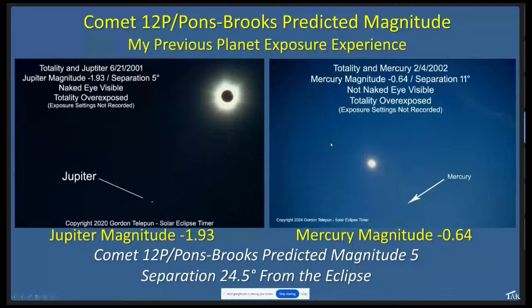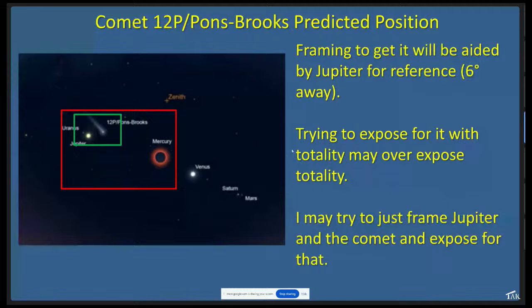So this comet at magnitude 5 is going to be tough, and if you try to image it with the corona, you will definitely have to blow out your corona. So I think I'm going to try to image it by imaging Jupiter and the comet at the same time, because I think the exposures will be more matched.